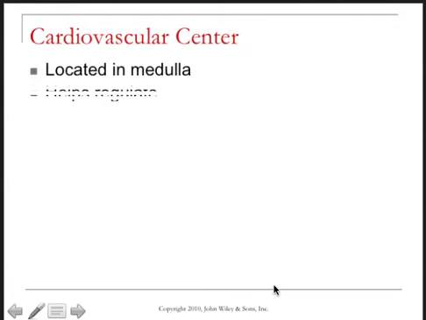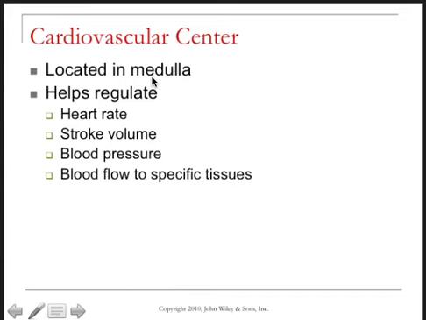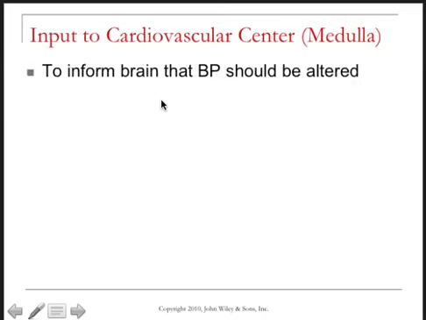Okay, the cardiovascular center is located in the medulla oblongata. It's part of the brainstem. What it does is it regulates our heart rate and our stroke volume, as well as our blood pressure and the amount of blood that flows to specific tissues. The mechanisms are both neural and hormonal. Okay, in order to inform the brain that the blood pressure should be changed, we have input that comes from different parts of the brain.